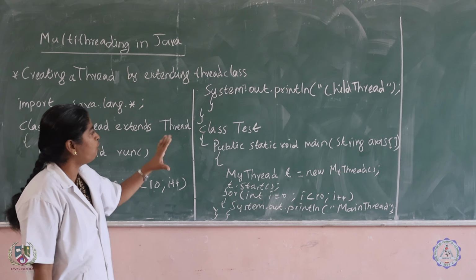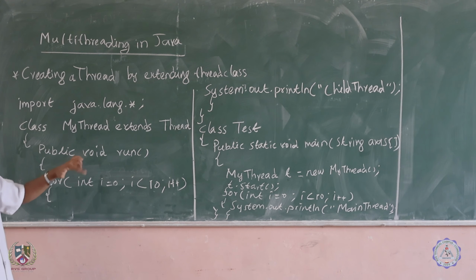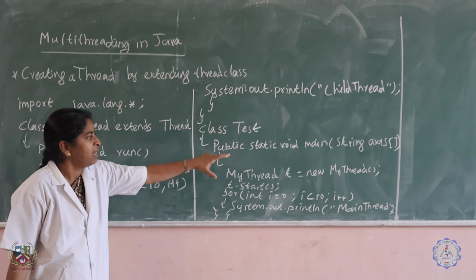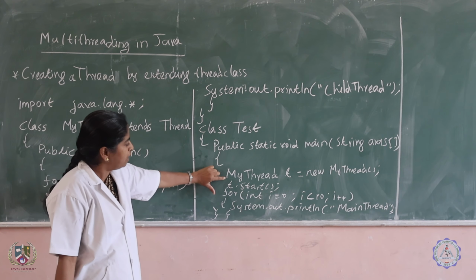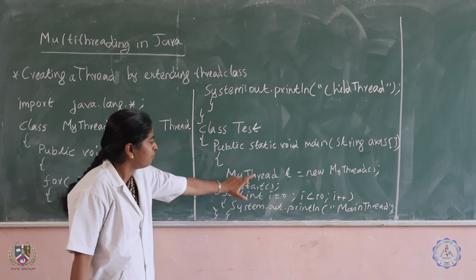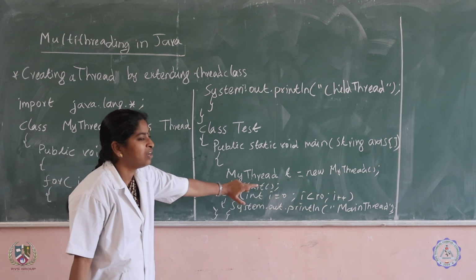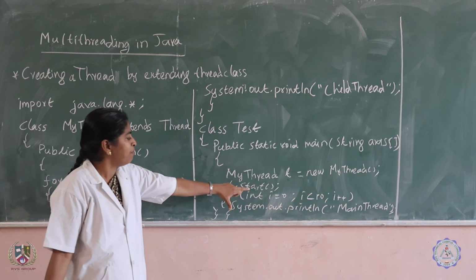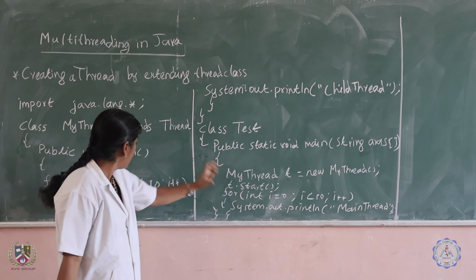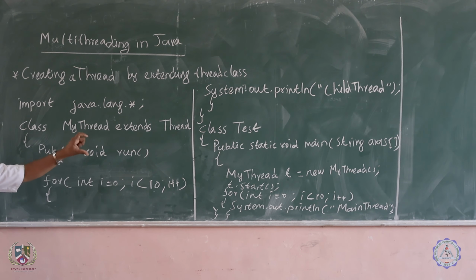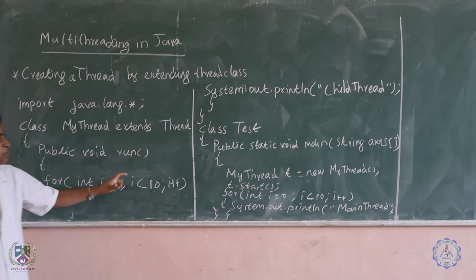Next, what is the output of this program? We used the main function here, public static void main. Then we are creating an object and calling the start method. Whenever we use the start method, the run method is automatically called. We are overriding the run method, and in the body of the run method we are printing the child thread message 10 times. What is the output?